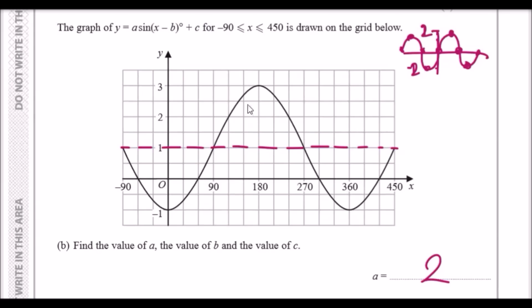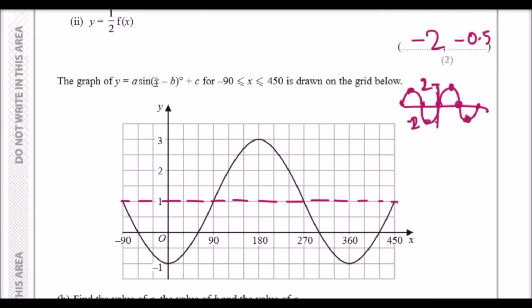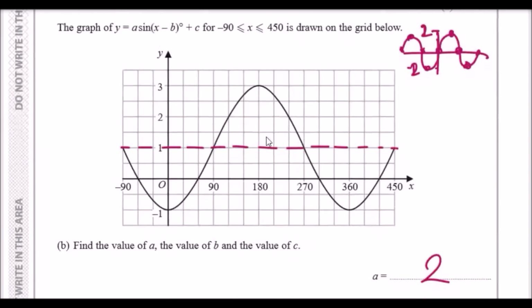Now the tricky bit is how much did it move to the right or left? So that's the x minus b. Let's just have a think about this. Typically, if this was the center, then it would have started from here, and it would have gone up to 90, and then back to 180, and then down to 270. So remember, -1 is the base, 1 is the center, and 3 is the height, and back to 360.